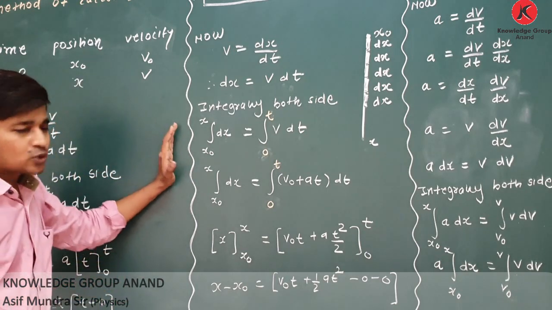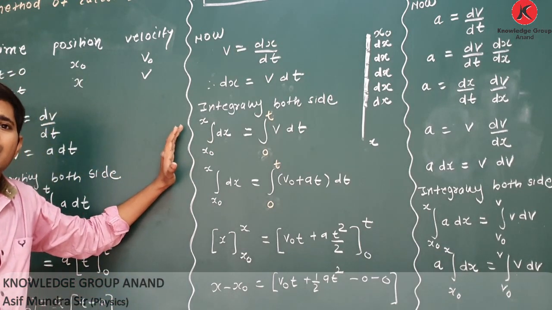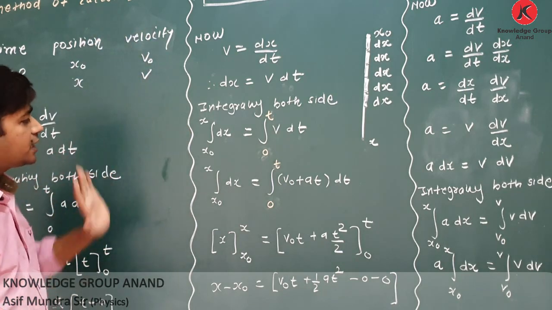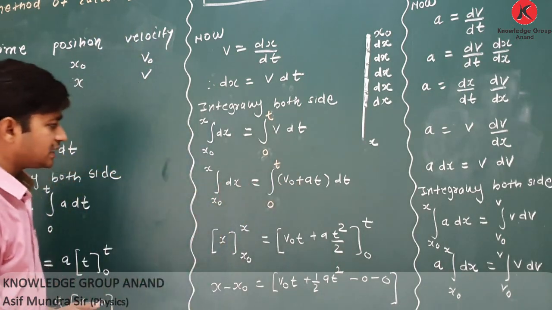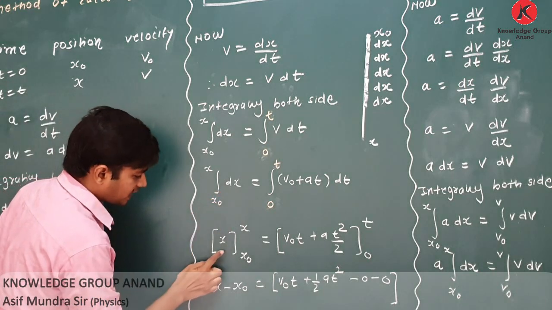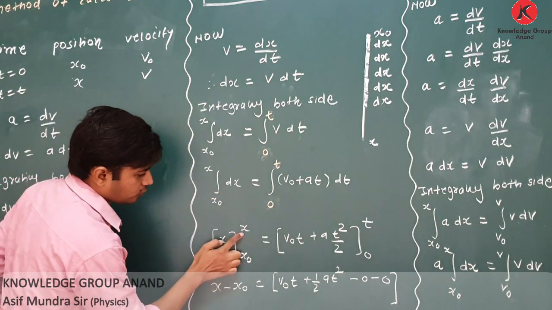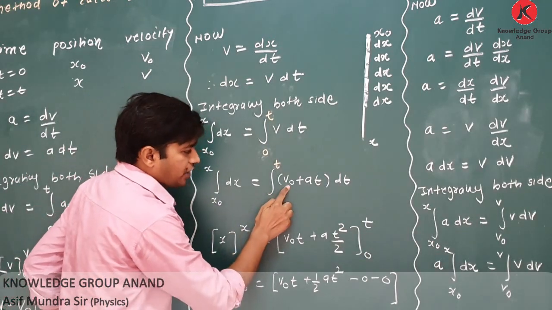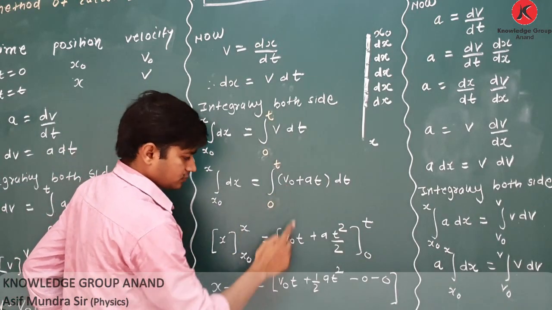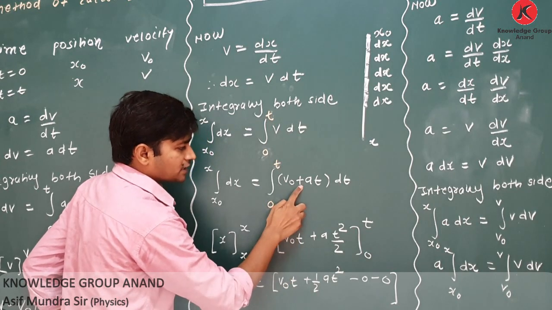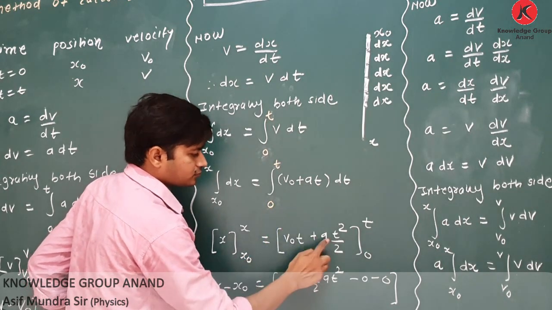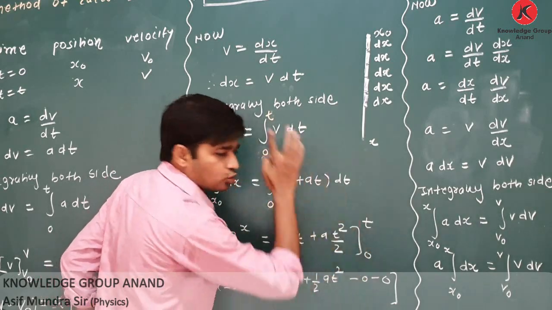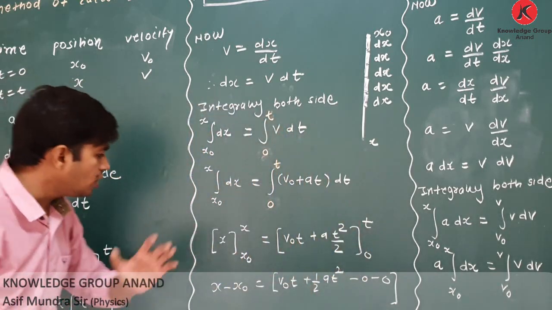So, first of all, you have to understand how to put the limit from this given data. Now, how to integrate this? See, integration dx, x, limit x0 to x. Any doubt? Is equal to this side. What is integration of v0? v0t plus, what is integration of at? at square by 2. Limit is from 0 to t.